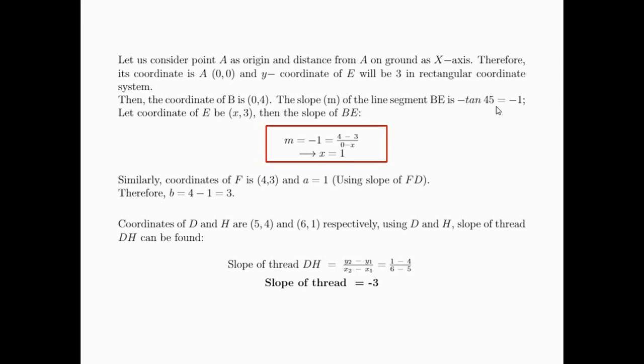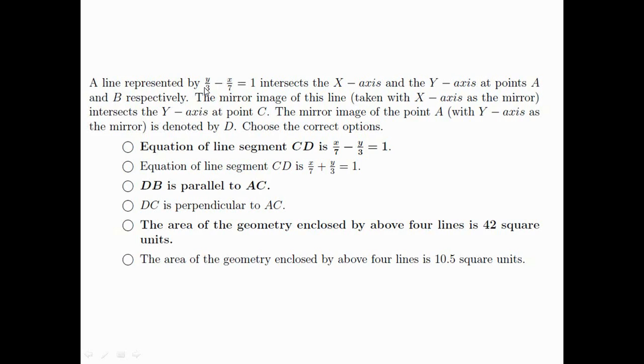1). Then the slope of the thread DH is (y2 minus y1) by (x2 minus x1) equals (1 minus 4) by (6 minus 5). Hence the slope of the thread is equal to minus 3. Thank you. The question is, a line represented by y by 3 minus x by 7 equals 1.